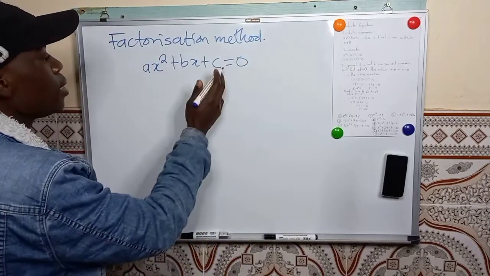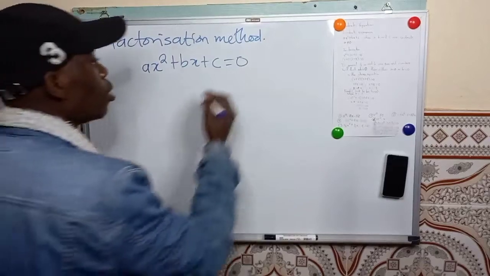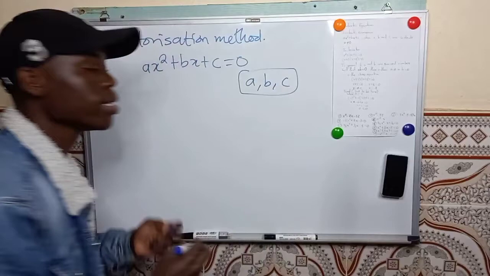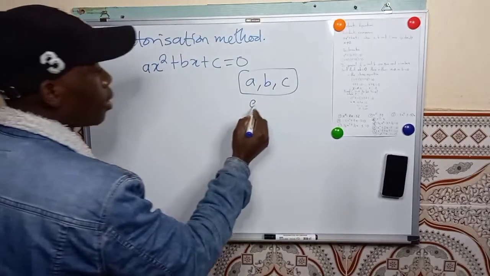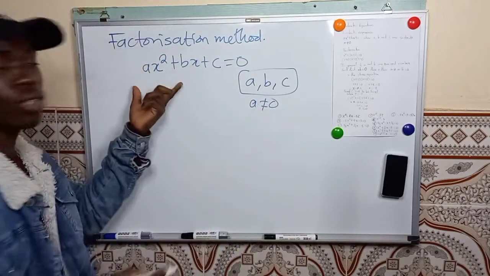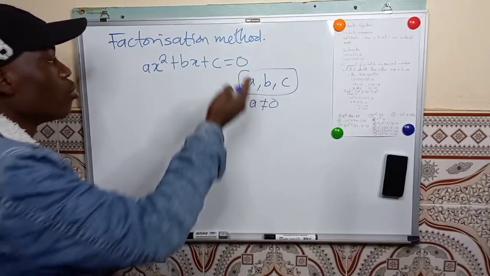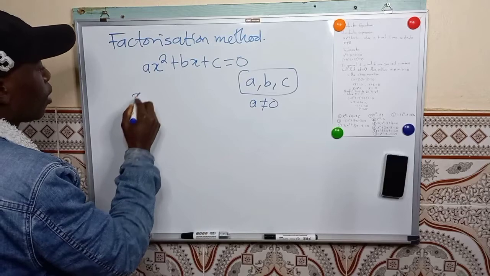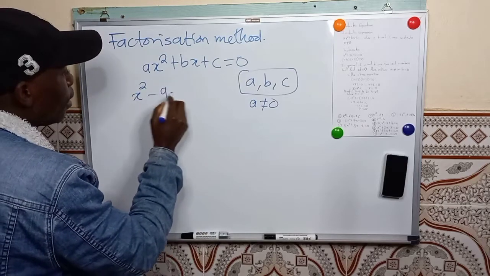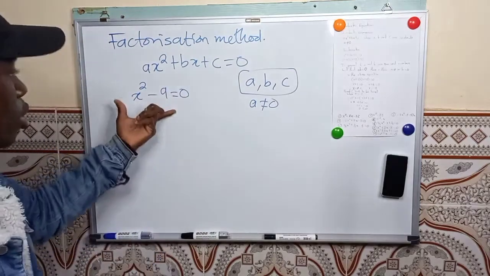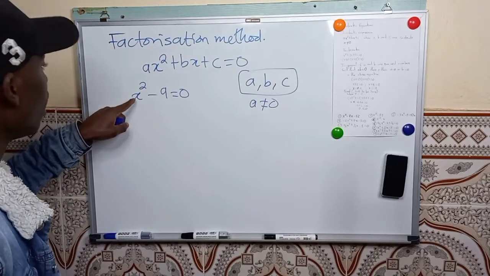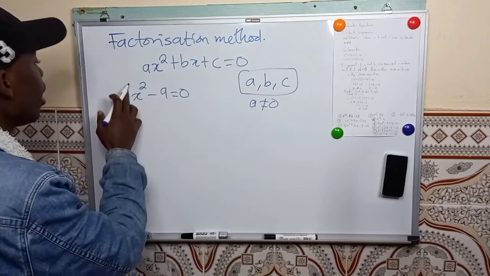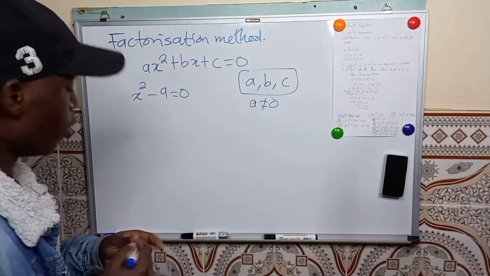And a, b, c are constants or coefficients. These are real numbers, where a is not equal to 0. Always a is not equal to 0, but b can be equal to 0, c can be equal to 0. So you can have something like x squared minus 9 is equal to 0. This is a quadratic equation because you have x squared, the coefficient of x squared should not be equal to 0, meaning our a in this case is 1, right?